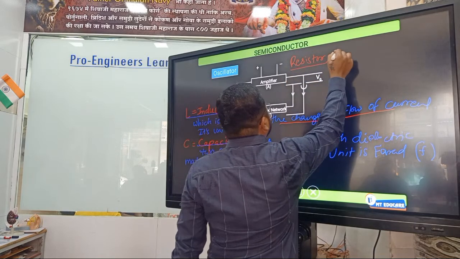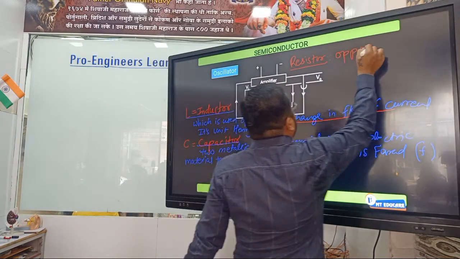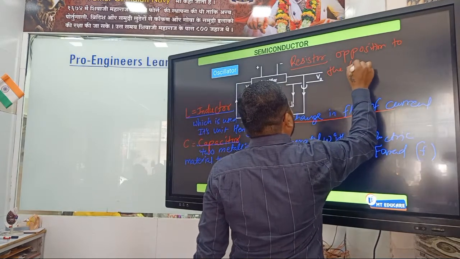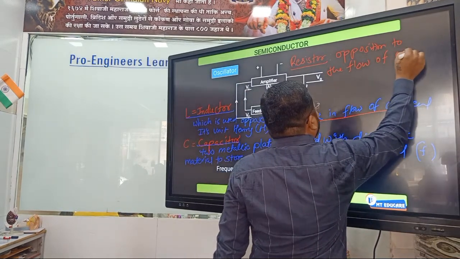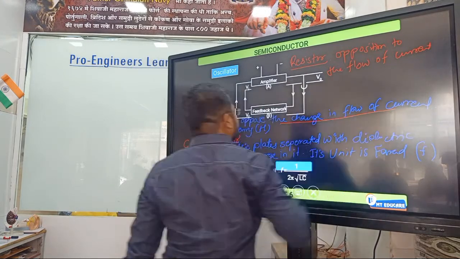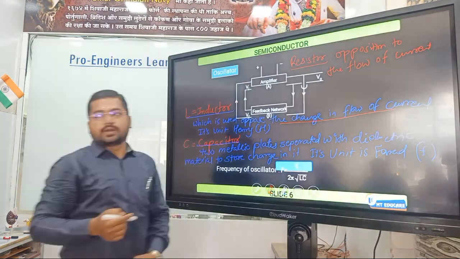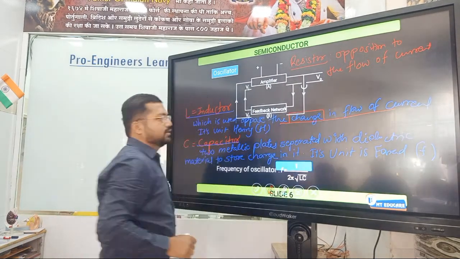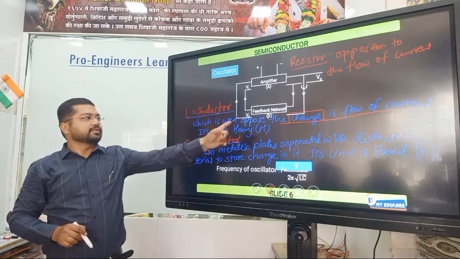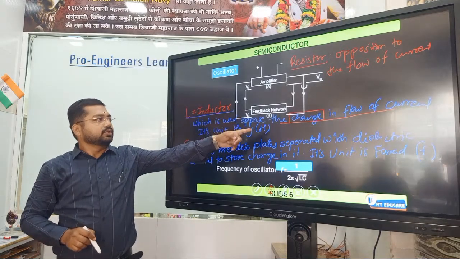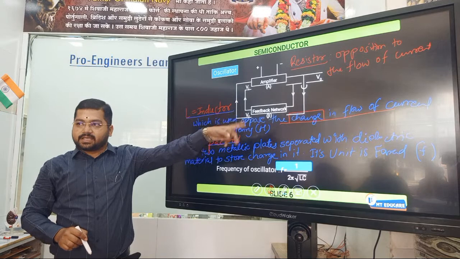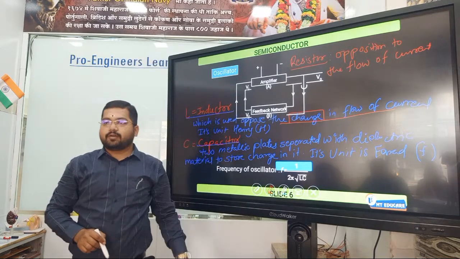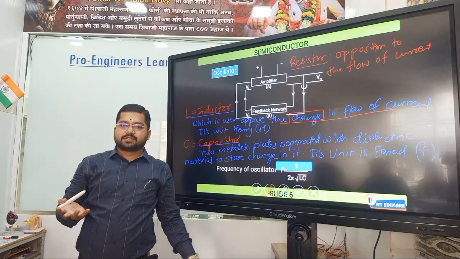Resistor. What is it? Opposition to the flow of current. Sir, then what is the difference between these two? Is resistor equal to inductor? No, because there is a word called change. See, both definitions oppose the flow of current. Sir, technically, what is the difference?